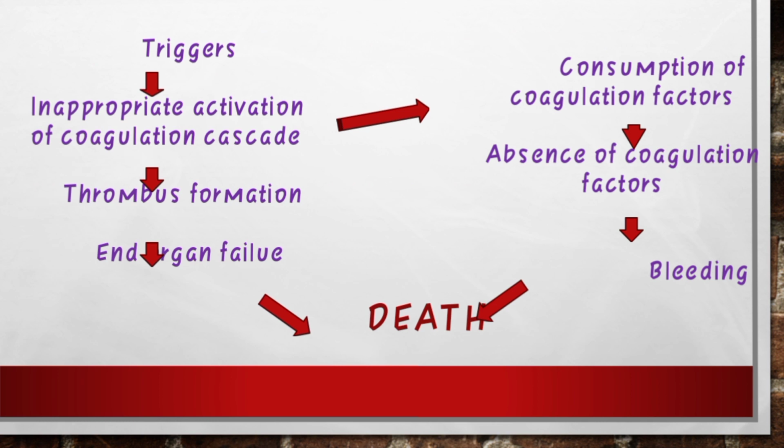So this is a very simplified pathogenesis of DIC. These triggers can cause the inappropriate activation of the coagulation cascade. So coagulation is taking place everywhere in the body, which leads to thrombus formation. When thrombus formation happens, the major blood vessels are obstructed by the thrombus, which can lead to end organ failure. At the same time, due to the inappropriate activation of the coagulation cascade, there is consumption of coagulation factors. So coagulation factors are absent, and when there is a need, there is no coagulation factor. That can result in bleeding, and ultimately death can result if no management is given. So this is just a simplified pathogenesis.